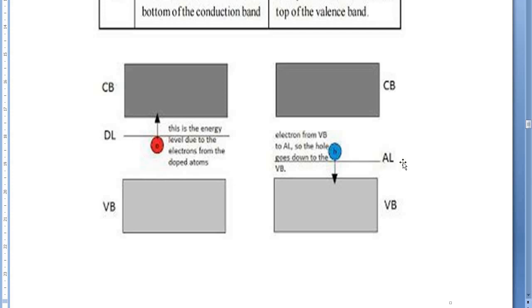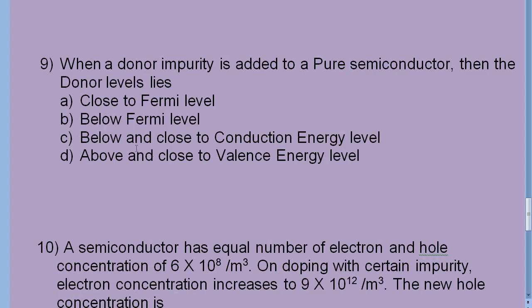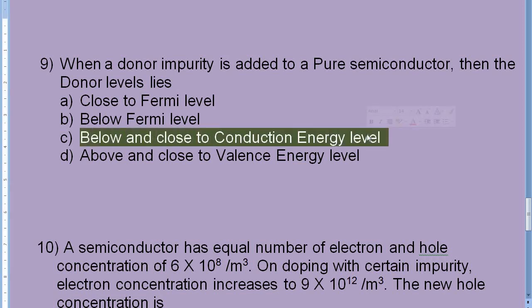And the acceptor level: when we are adding any trivalent impurity, we are adding more holes. In that case the acceptor levels are closer to the valence band and above the valence band. So in this case the answer is below and close to the conduction level. Donor means one which is donating electrons. If we had acceptor level impurity, it would be above and close to the valence band, but in this case it is below and close to the conduction energy level.